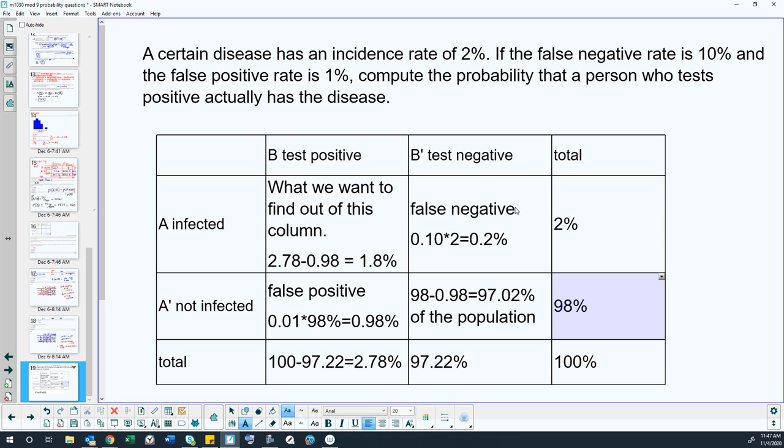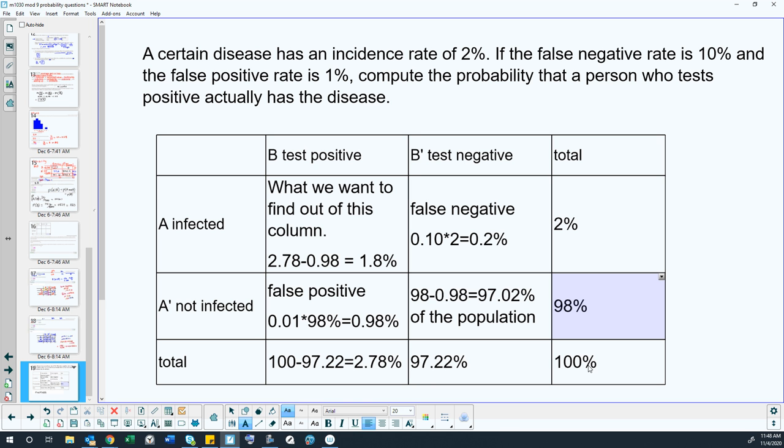Then we used the given percent with this number multiplied to find the percent of the population with a false negative. And then we used this number with a 1% multiplied together to find the population of those that are not infected but get a positive test result. Okay, now in order to get these other numbers, I already talked about this one, but to get the other numbers, we just have to make sure every row and column adds up.